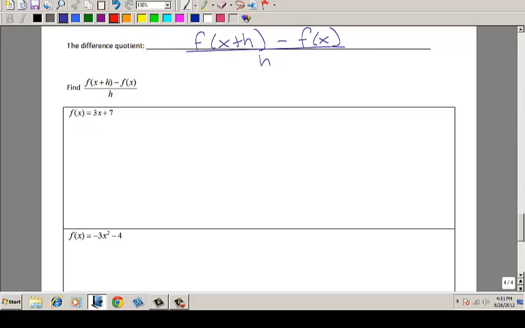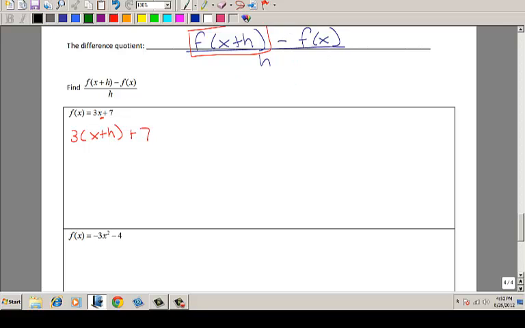So, for our first one, f of x is equal to 3x plus 7. If I want to find the difference quotient for this, I need to figure out what f of x plus h is. Well, that is finding a function value, which we just did. So that means instead of writing this x right here, I need to write x plus h. So this is 3 times x plus h plus 7. That is what f of x plus h is for my function. But I'm not done, because the difference quotient contains other pieces.